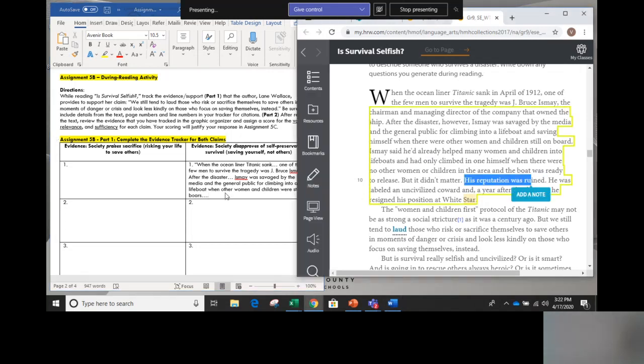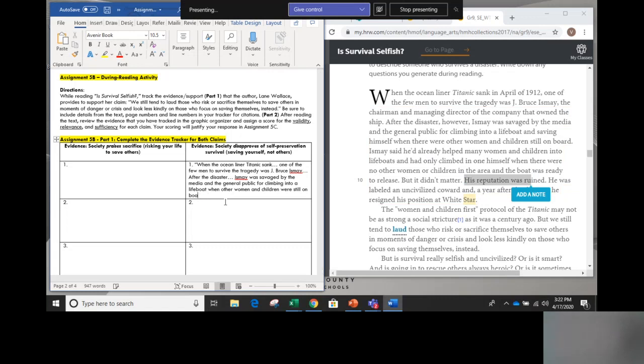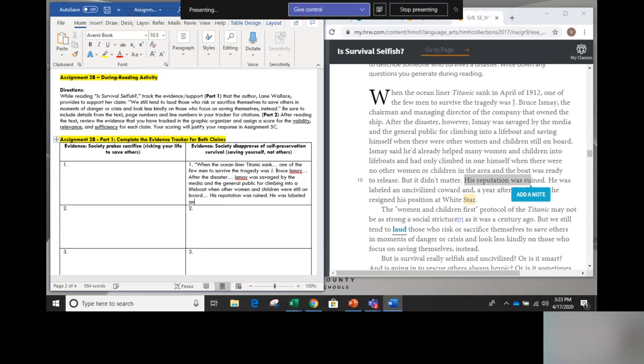His reputation was ruined. That seems pretty important. His reputation was ruined. He was labeled uncivilized, coward. Okay, so that's from page 317, lines 1 through 11, sorry. Okay, so I'm going to put that here. So that's lines 1 through 11.